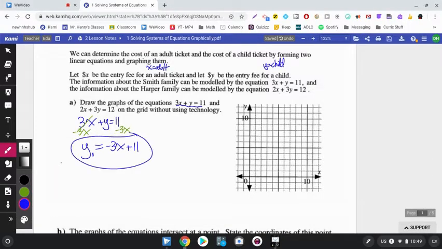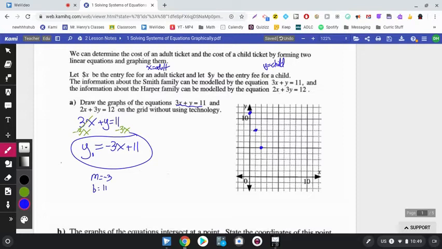Okay. And graphing that one, slope is negative 3. Your y-intercept is 11. All right, well, there we go. 11, and then a slope of 3. So down 3 over 1. Down 3 over 1, there's my point.